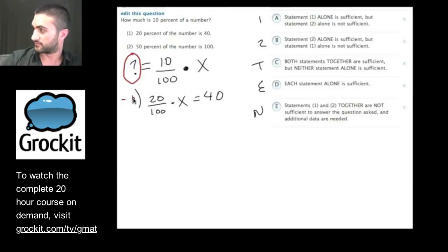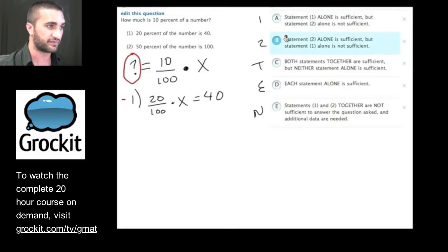What do you think, Jake? I think so. You think so? Jake thinks so. I'm going to go with it. This is enough information to let us know. We have an equation here. We can solve for x. We can plug x back in here, and it'll tell us how much is 10% of that number.